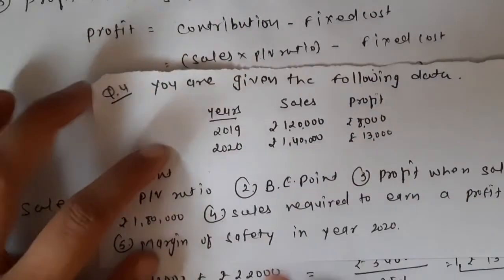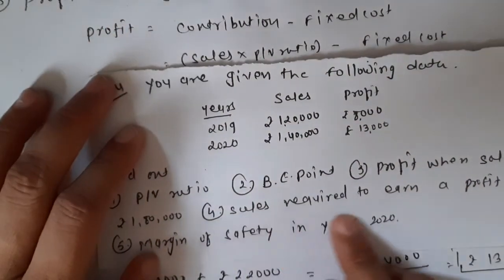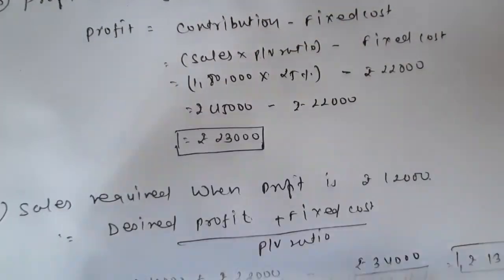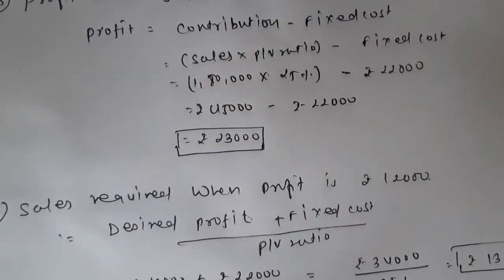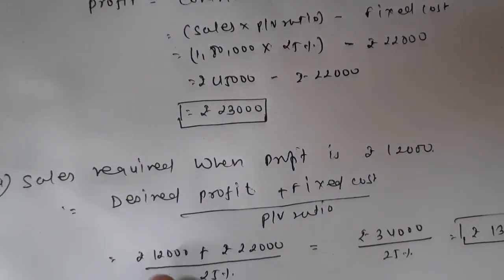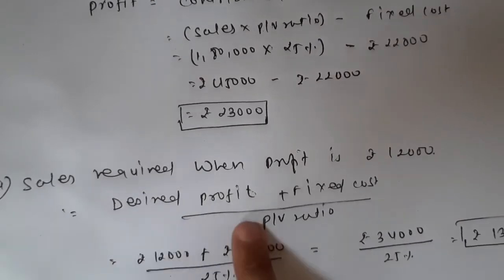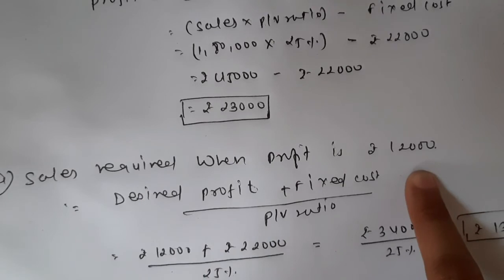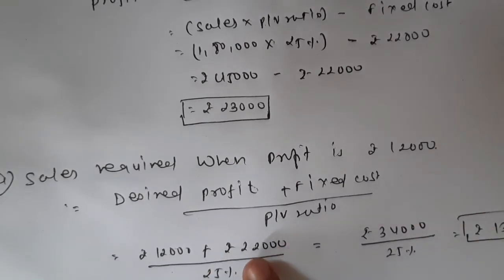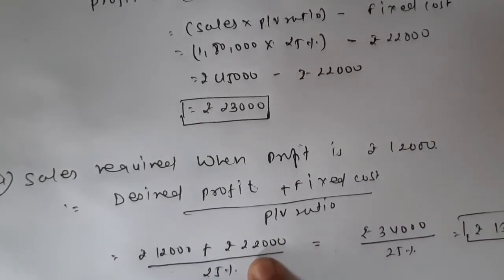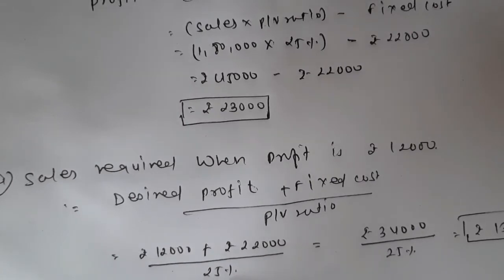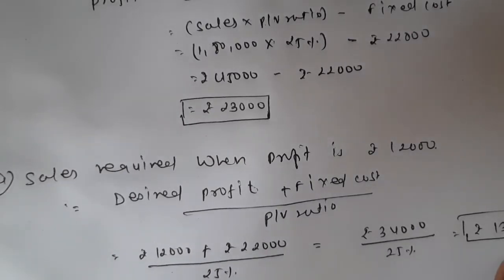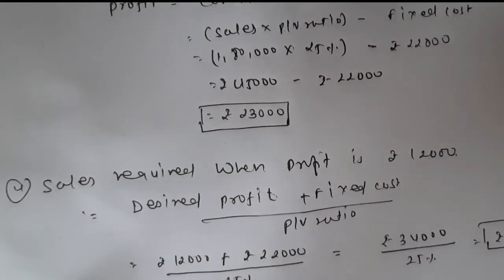What is the fourth part? In the fourth part, they ask for sales required to earn a profit of rupees 12,000. Here we have to find the sales when profit is rupees 12,000. So we put the formula, desired profit plus fixed cost divided by PV ratio. What is desired profit? It is already given, 12,000. And what is the fixed cost? It is already found, it is 22,000, divided by 25%. So we get sales as 1,36,000.